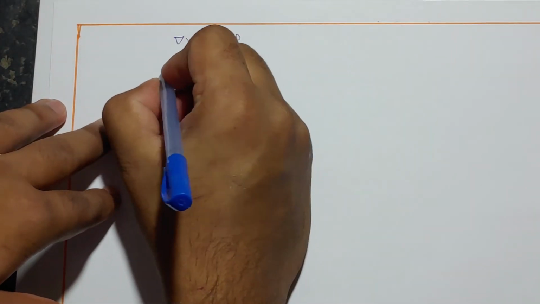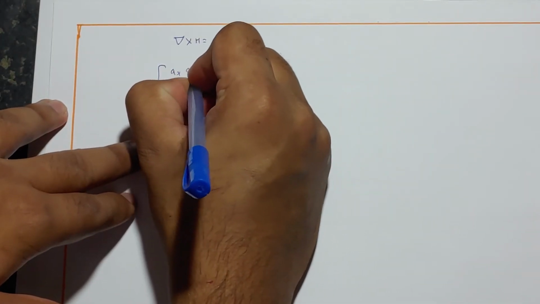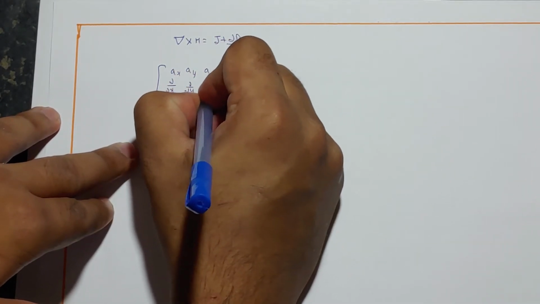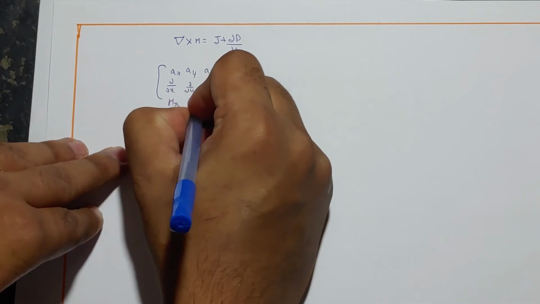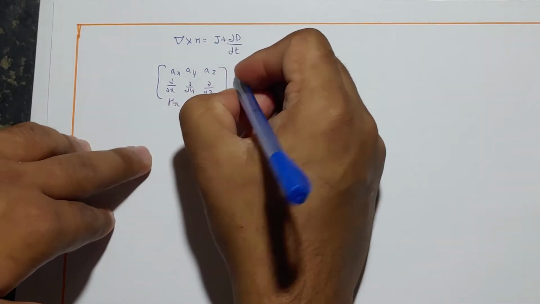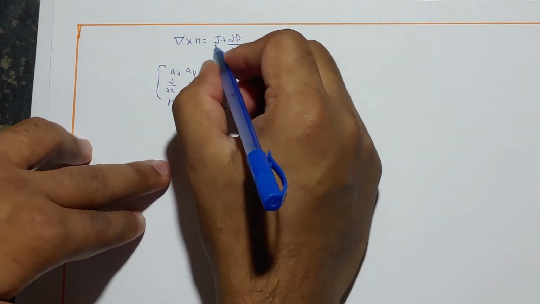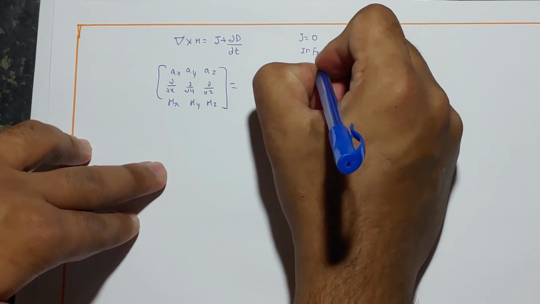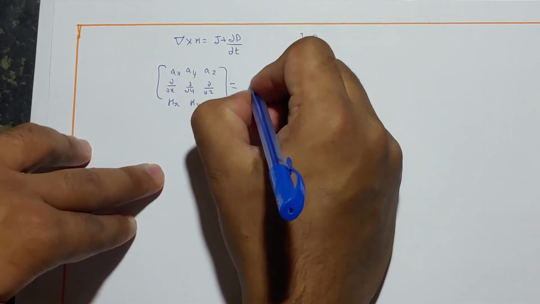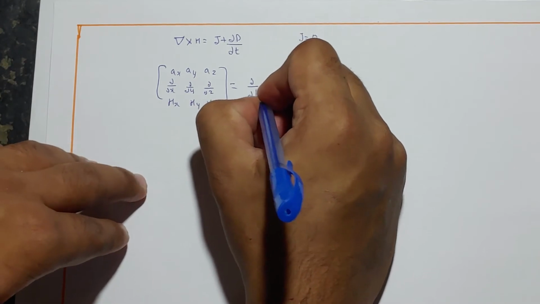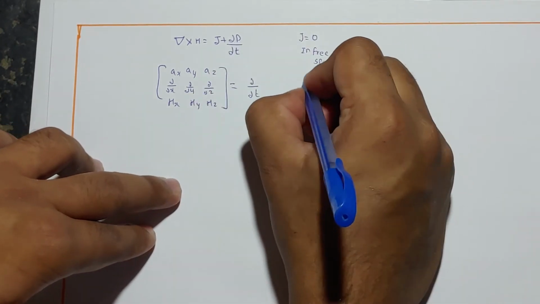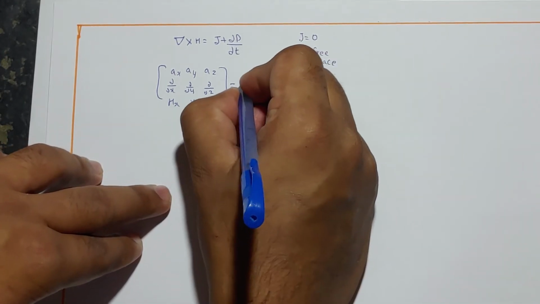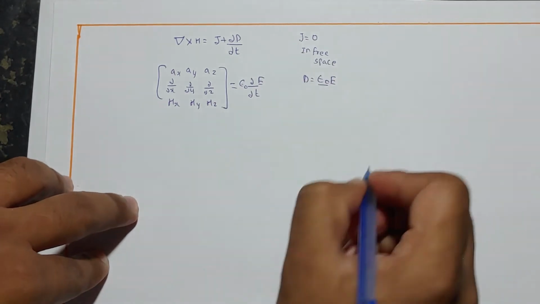Now del cross H could be solved as the determinant of Ax, Ay, Az; dou by dou x, dou by dou y and dou by dou z; Hx, Hy and Hz, equal to J plus dou D by dou t. As this is in free space, J would be equal to 0. So dou by dou t of D, and we know that D is equal to epsilon naught E. Epsilon naught is a constant, so epsilon naught would come out and E would stay here.